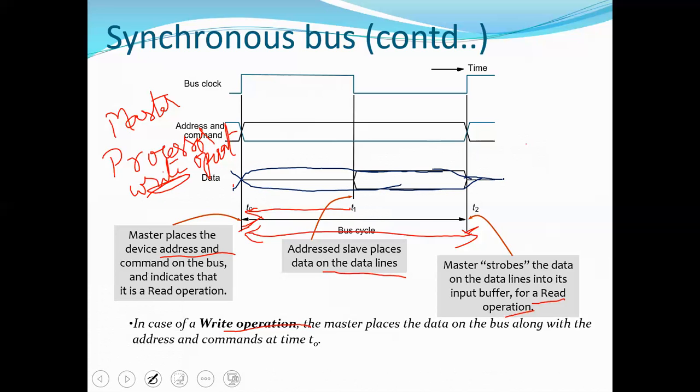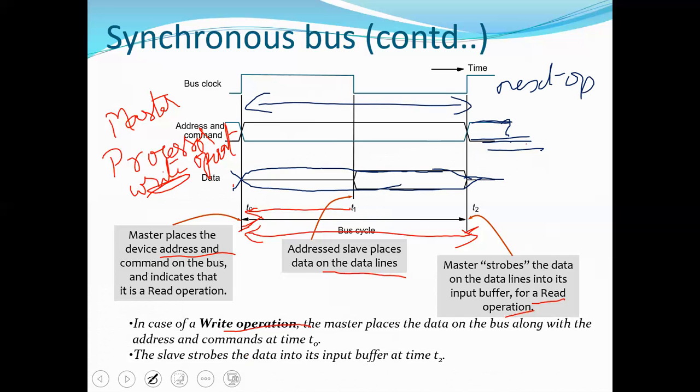Okay, now you can see here there is a line which shows that it is about the next operation. In one clock cycle, one operation is completed. So this is for the next operation. Yes, slave probes the data, slave takes the data. In case of write operation, slave takes the data by time t2.